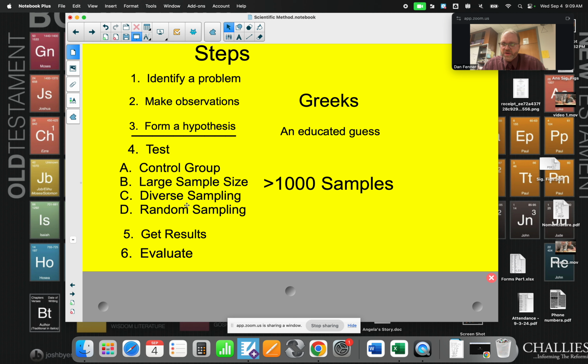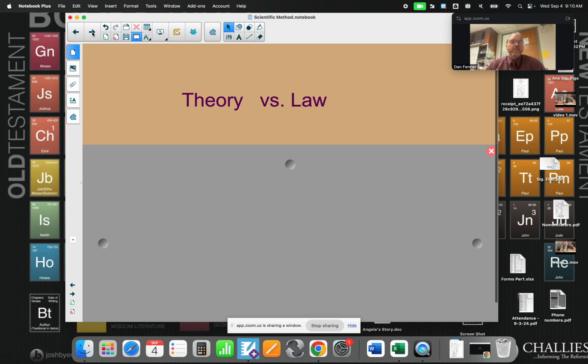We're going to start over again, form a new hypothesis, create a test with a control group, large sample size, diverse, random, get results. If I'm wrong, going back up again. Observe, new hypothesis, test. We can do this in the scientific method 5, 10, 15, 20 years even, keep going over and over and over. Now, if I get a really good process and it actually proves to be right, there's two possibilities. I can get a theory or a law.